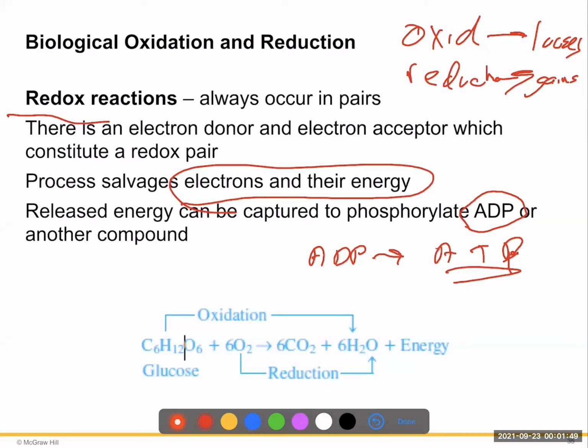So oxidation, in this case, glucose is being oxidized. Oxygen is being reduced. So the carbon, if you know the oxidation numbers, carbon is being oxidized, and oxygen is being reduced. Your oxidation numbers from chemistry.